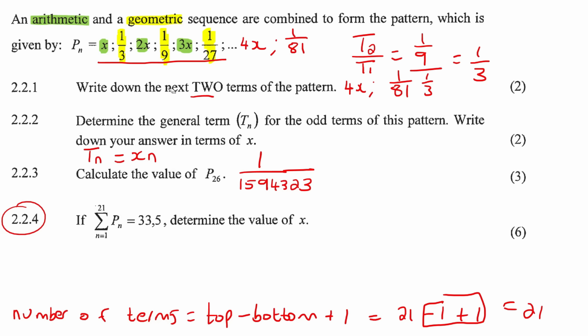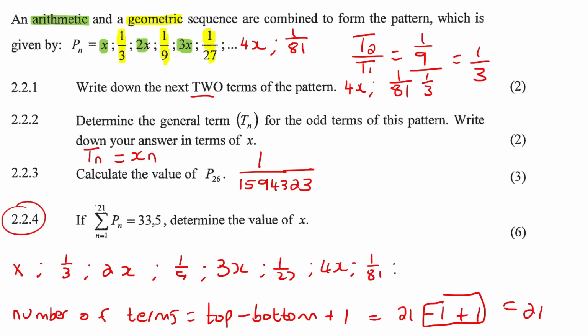Determine the value of x. Right, so what you need to understand is that the sequence goes x, 1 over 3, 2x, 1 over 9, 3x, 1 over 27, then it goes 4x, 1 over 81, then it would go 5x, and then it would go 1 over 243, then 6x. No, I'm not going to do the whole thing. Okay, so they told us the sum of 21 terms is 33.5, and from that we'd be able to work out x. Okay, let's get rid of all of this.